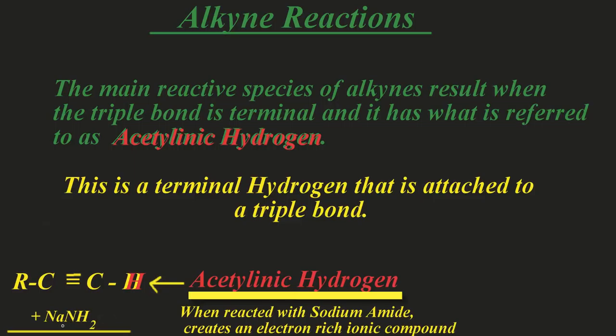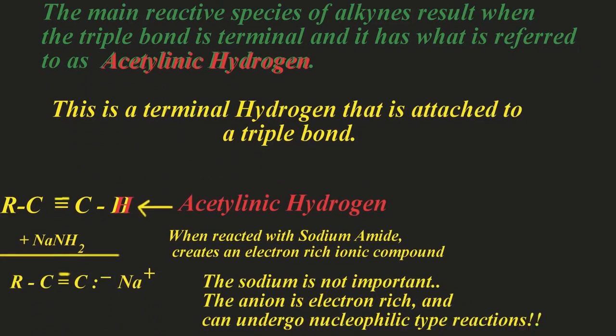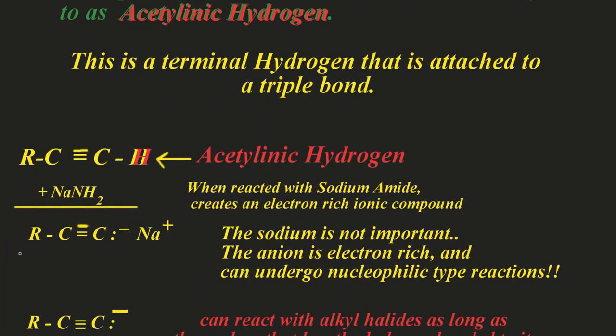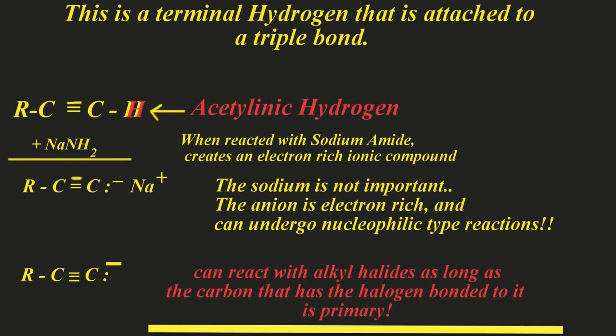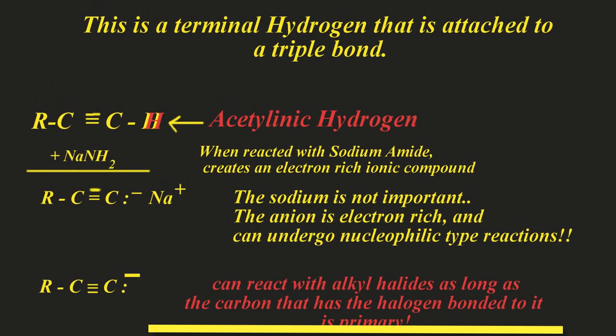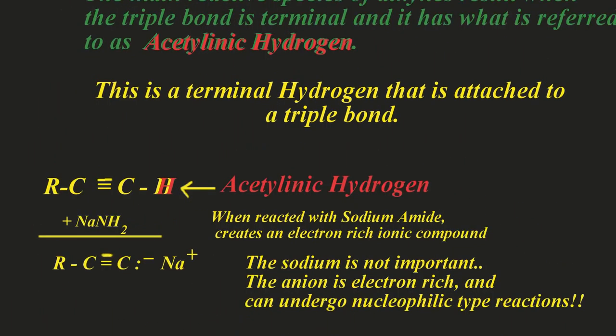And when you react it with sodium amide, what you create is this very electron-rich species, this acetylide ion. The sodium is not important. What we are concerned with is this electron-rich species that has those nucleophilic properties that can do things like backside attacks and react with carbonyl groups or primary alkyl halides. A lot of the reactions you saw for alkenes are also going to occur.